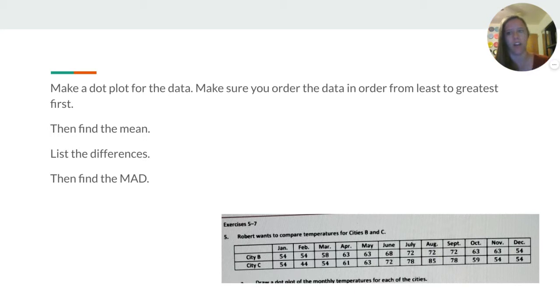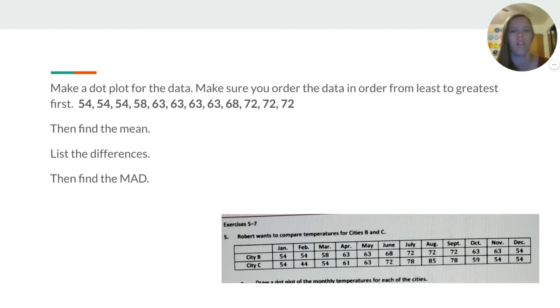So here we have some data for two cities, B and C, and the average temperature for every month for a year. So you can see those there. First, we're going to list the data in order from least to greatest. And then you could make a dot plot, which we've talked about. So you have 3 x's at 54, 1 at 58, 4 at 63, 1 at 68, and 3 at 72.